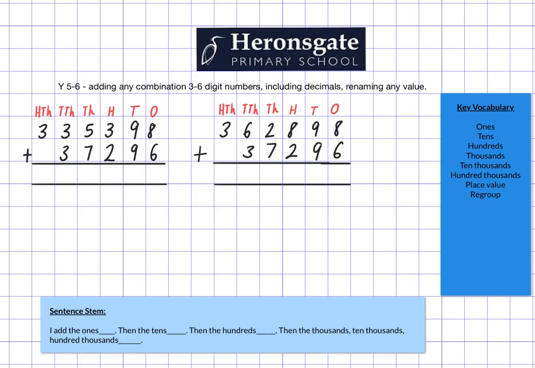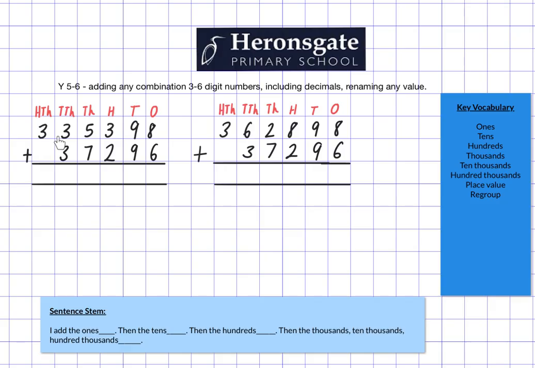In year 5 and 6, children are taught to add any combination of 3 to 6 digit numbers, including decimals, and the children are expected to be able to rename any value. So I'm just going to show you a few examples of that over this video. So first of all, let's look at this first equation here.